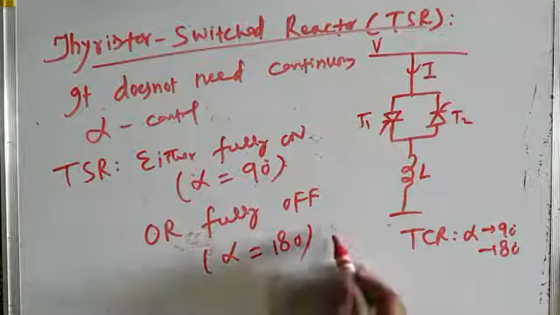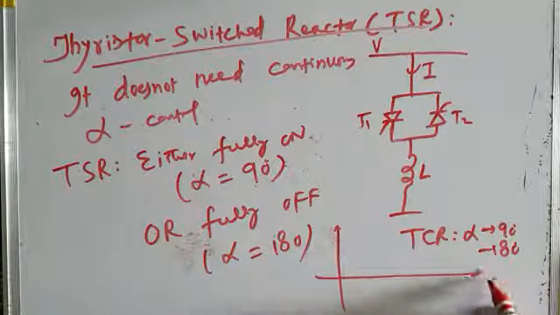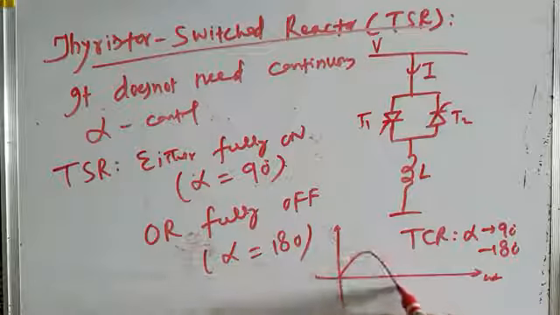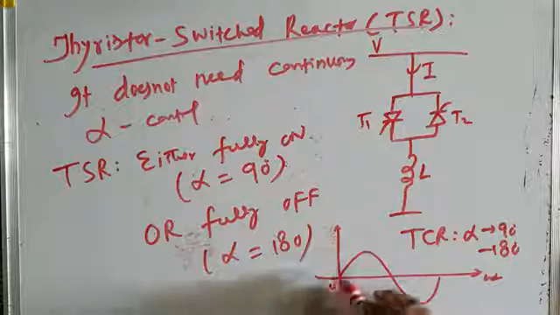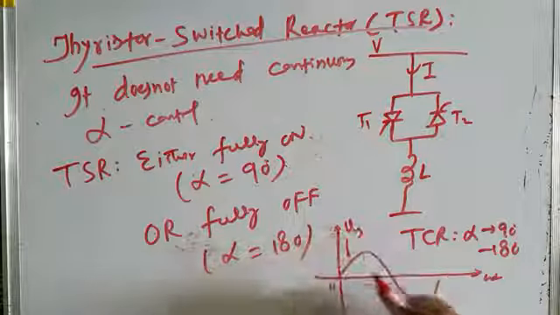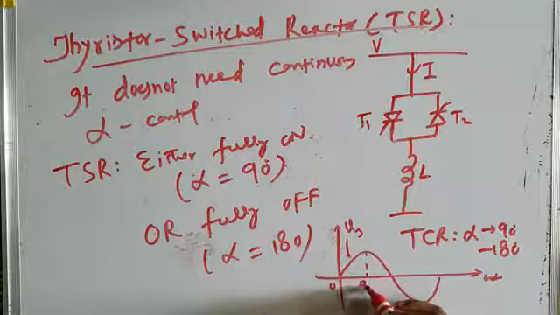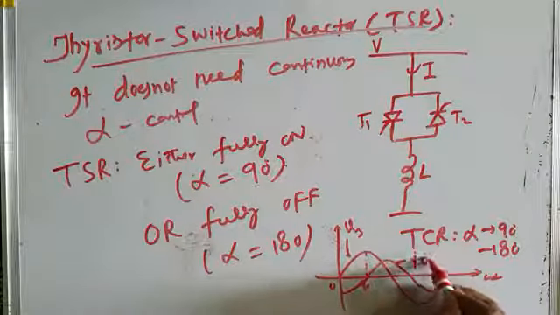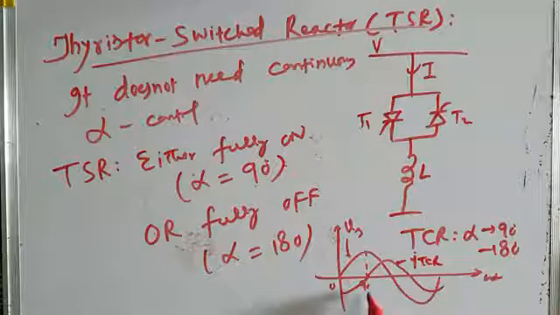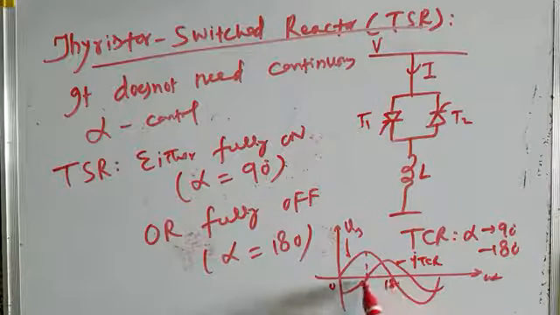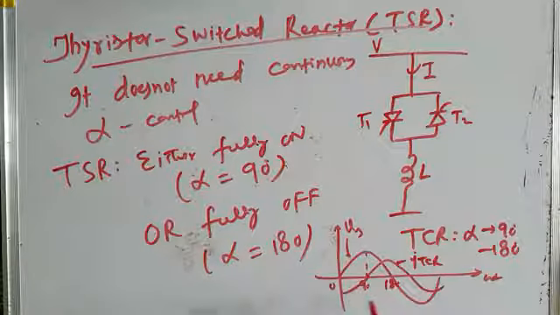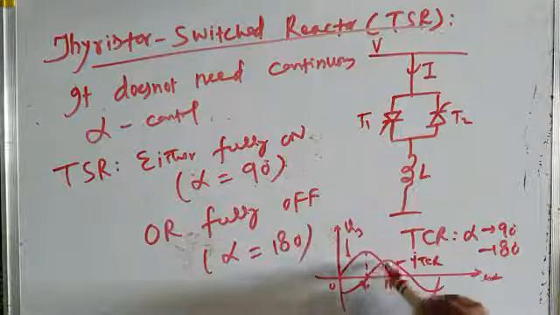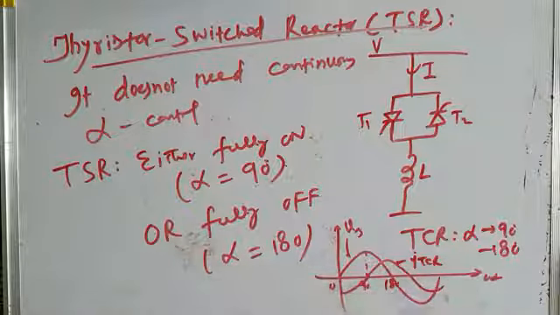We have studied in the characteristics of TCR, if this is the TCR voltage Vs, for alpha equal to 90 degrees, the current is continuous like this. This is I TCR. For alpha equal to 90 degrees, the current drawn by TCR is maximum. So at that time, it is fully on. You can see the current is sinusoidal and continuous and the current is maximum. I TCR is equal to I max.